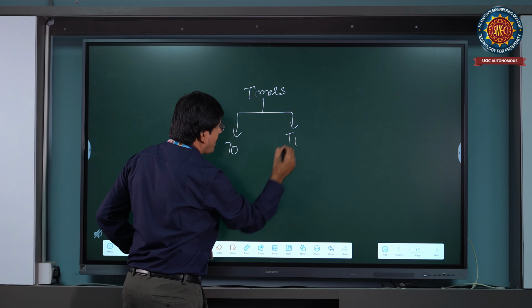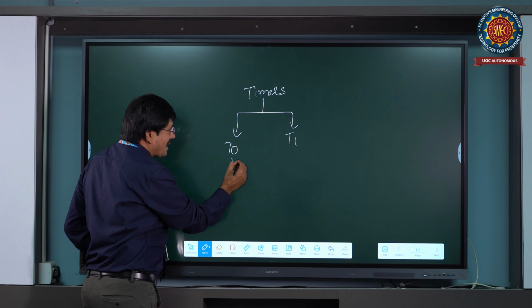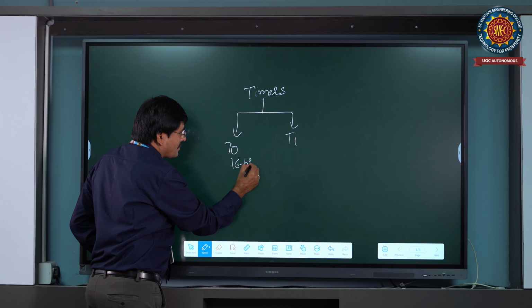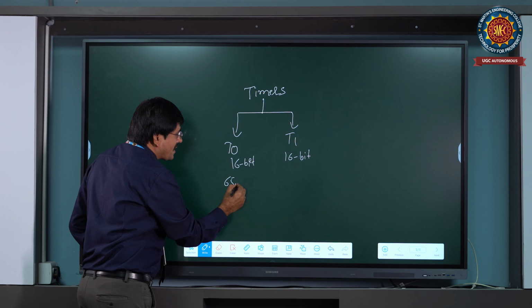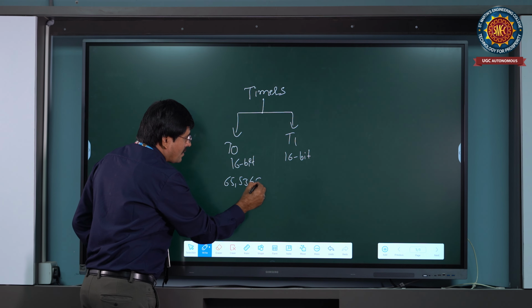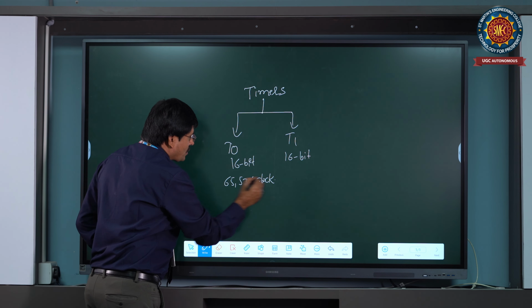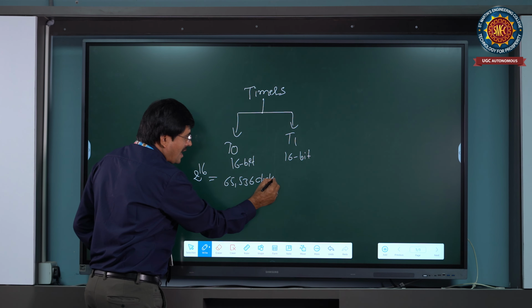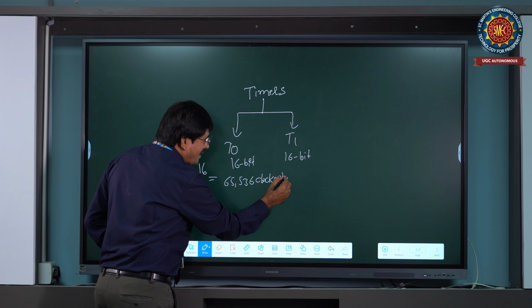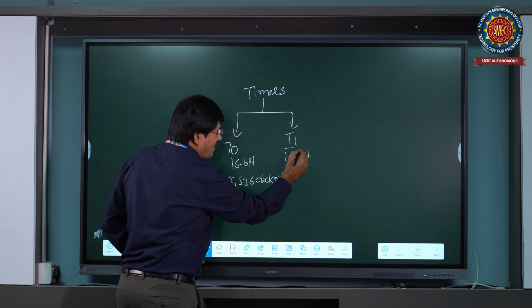Timer 1, right? Each timer is 16 bit. So this timer can count 65,536 clock pulses. 2 to the power of 16 is equal to 65,536 clock pulses. That is the ability of timer 0 and timer 1.